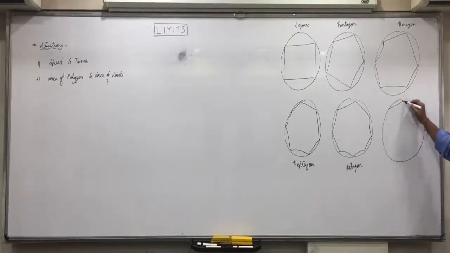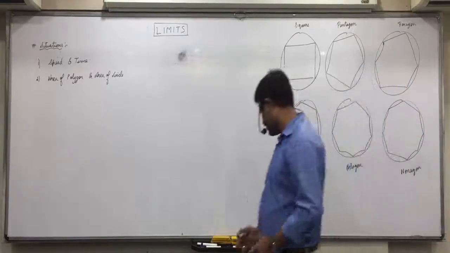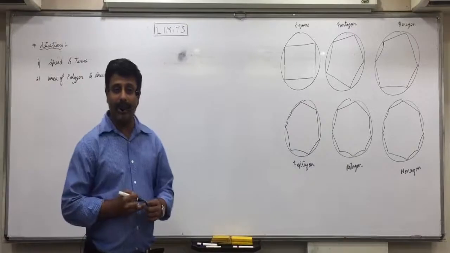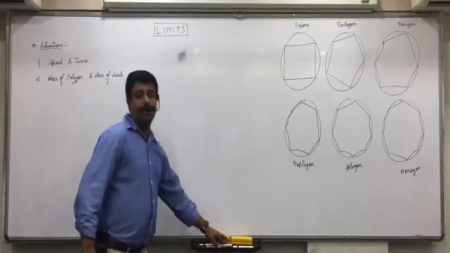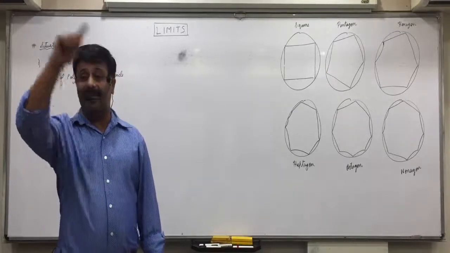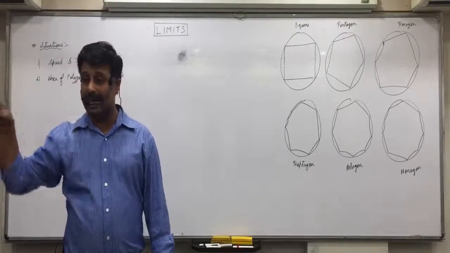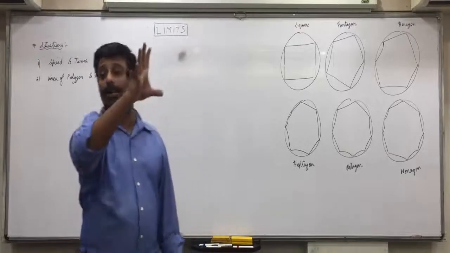And nonagon, 9 sides. So will that be more near to the circle? And then you take 10 sides, decagon. That will be even nearer to the circle. Yes, now imagine. Now imagine you take infinite sides, 100 sides, 200 sides. Will it become almost a circle or not?